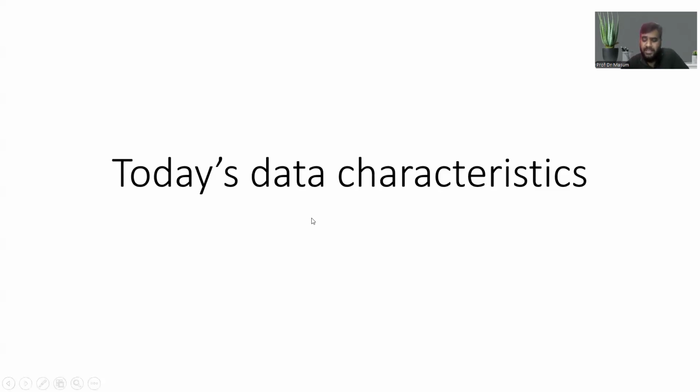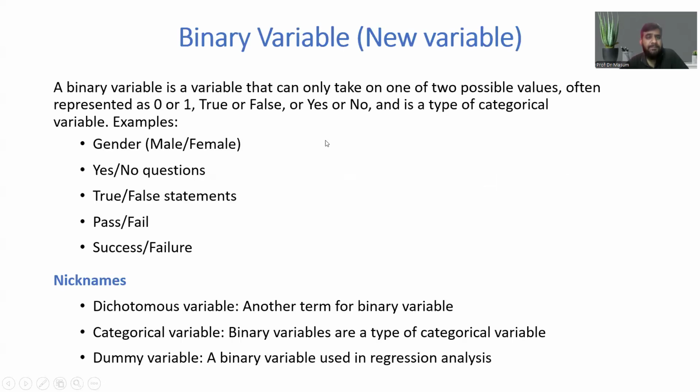And today's data characteristics, for your understanding, we use a binary variable, isn't it? A binary variable is a variable that can only take one of two possible values, often represented as 0 or 1, true or false, yes or no, and is a type of categorical variable. Categorical variable means qualitative variable, not quantitative variable. An example may be male or female, yes or no in questions, true or false statements, pass or fail, success or failure.